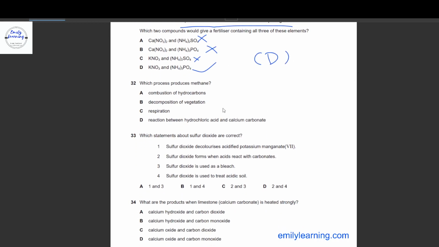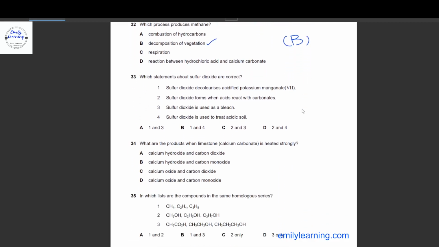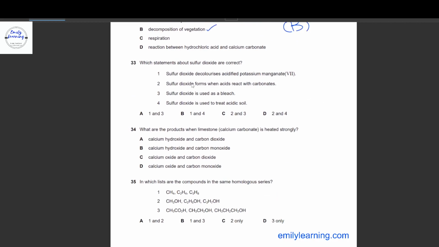Which process produces methane? So basically, this one is just memorizing which process produces methane. So it is the decomposition of vegetation that gives methane. So the answer is B. Moving on to question 33, which statement about sulfur dioxide is correct? So sulfur dioxide decolorizes acidified potassium manganate 7. Yes, it is true.